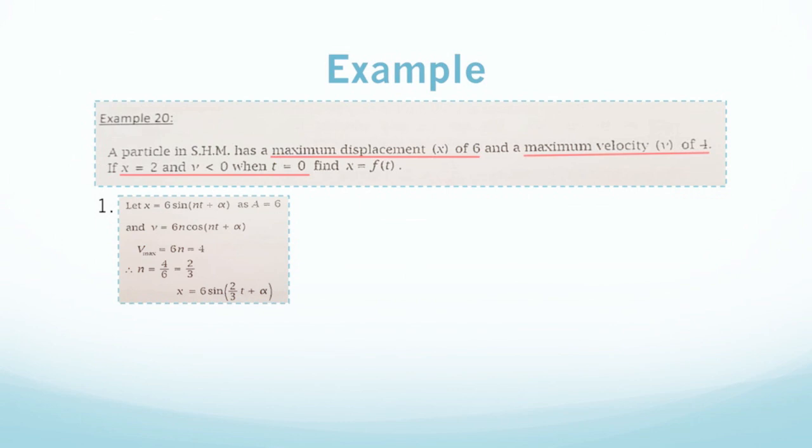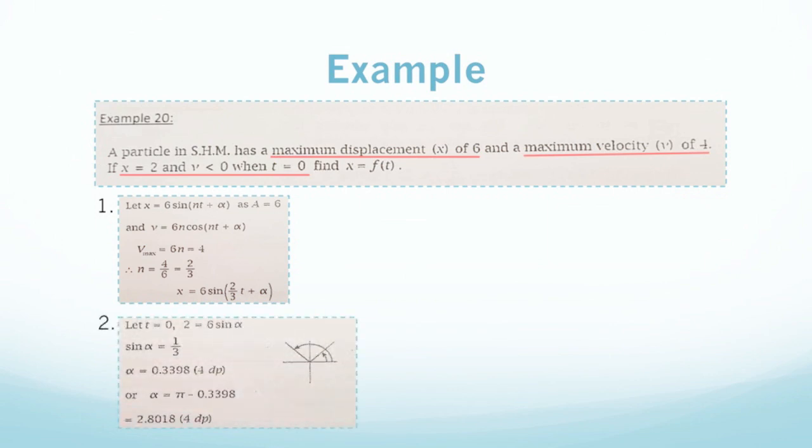To find n, we'll differentiate x to get velocity, and we'll get 6n cos(nt + alpha). The maximum velocity is 6n. So, since it's stated in the question that the maximum velocity is 4, we'll equate 6n to 4, and n would be 2 over 3.